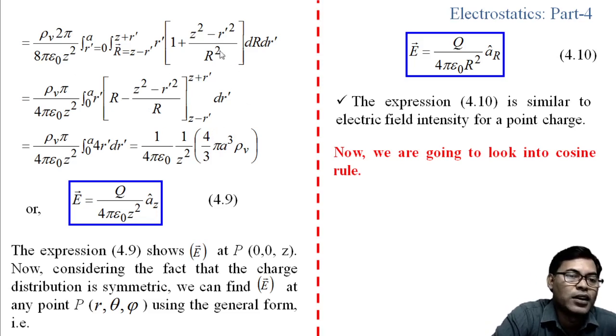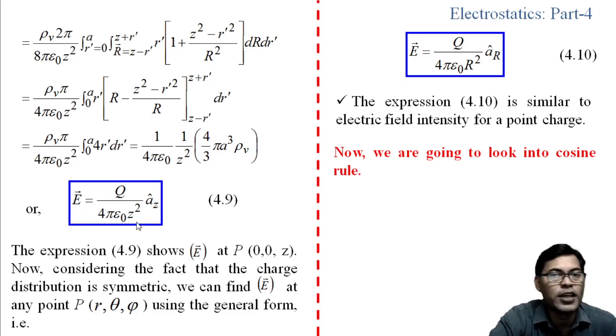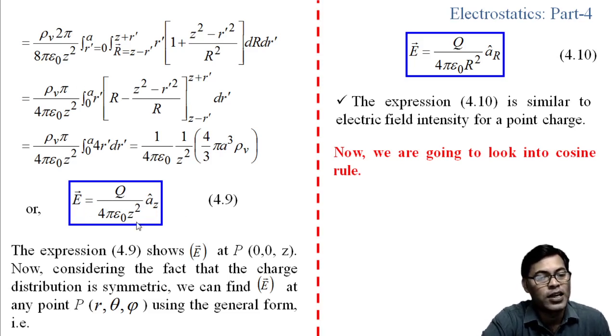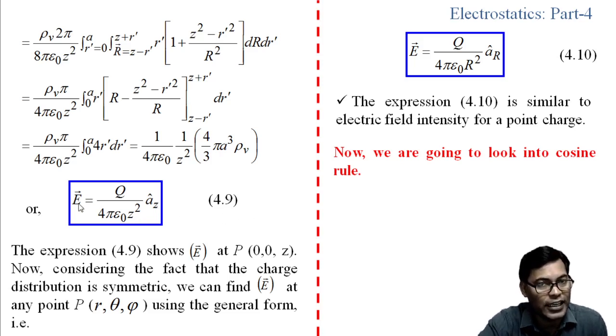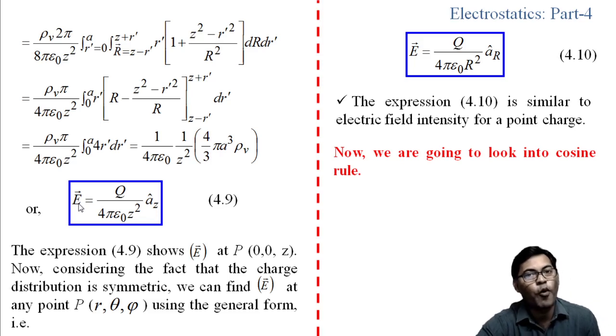So by solving that equation we will get the expression 4.9, which shows the electric field intensity E equals Qy by 4 pi epsilon naught z square az. That expression 4.9 shows the electric field intensity E at the point P equals 0, 0, z, or you can consider 0, 0, h.